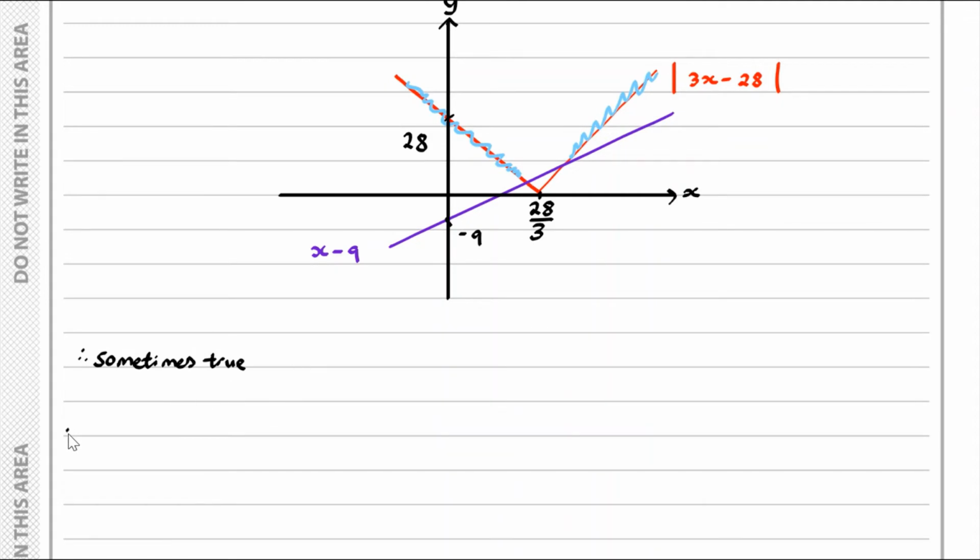The result is not true when x is in between 9.25 and 9.5, because then x minus 9 is greater than the mod of 3x minus 28. But we're looking at when the mod of 3x minus 28 is greater than x minus 9.